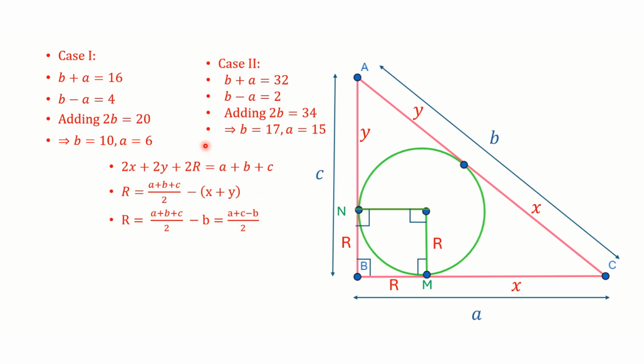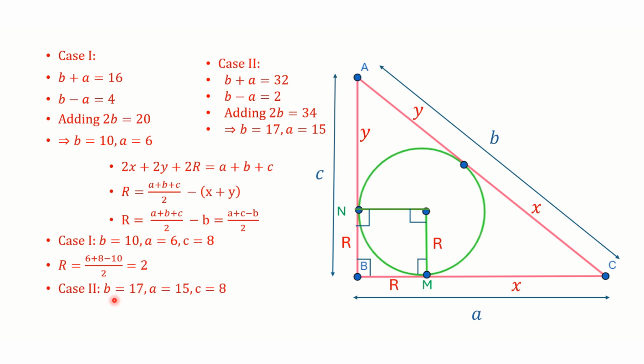So now I can calculate the radius in both cases. In the first case, b is equal to 10, a is equal to 6, and c is already given. This length was given in the problem, that is 8. So what will be the radius? a plus c minus b, a is 6 plus 8 minus 10, divided by 2, that is 2 units.